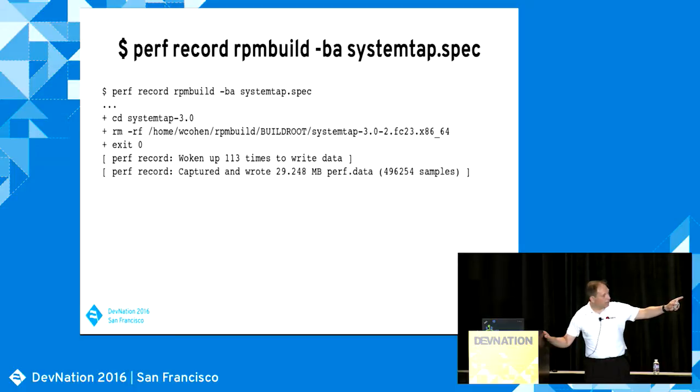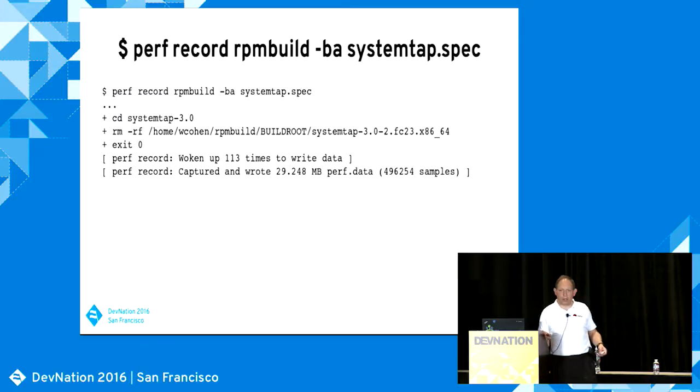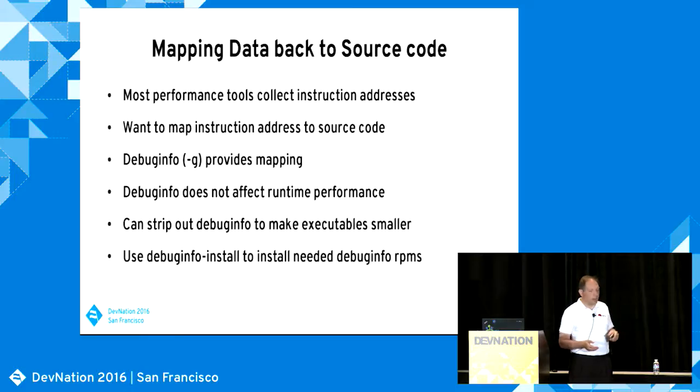We also see the number of samples there at the very end, 496,254. So there's a number of samples recorded, and that should give us a good idea of where it's spending its time. Now, as I mentioned, it's taking a sample of where the processor is, so it gets an instruction pointer. We want that to be mapped back to something that we can understand. We want to map it back to source code, right?